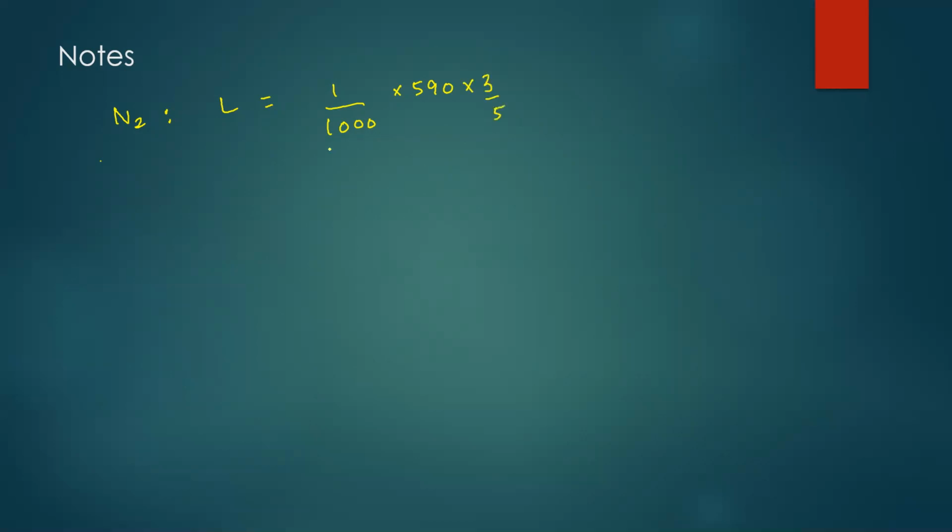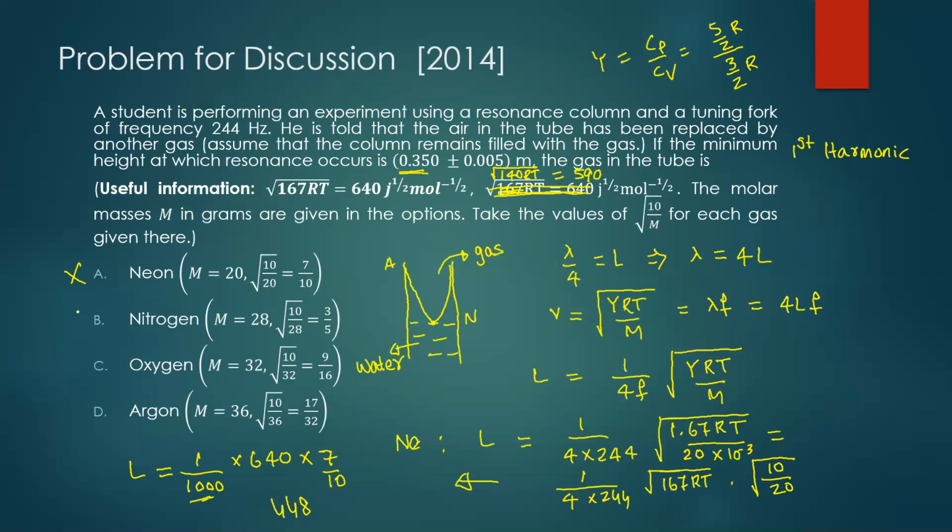And again, I'm ignoring this. I'm only writing this quantity. Let's calculate this. So how much is this? 0.59 into 3 by 5, so if I divide by 5, what do I get here? I get 3.54. Now again, we are dividing by 1000, but we are supposed to divide by a number which is smaller than this 1000. So that means we will get more than 354. So even nitrogen cannot be the answer.